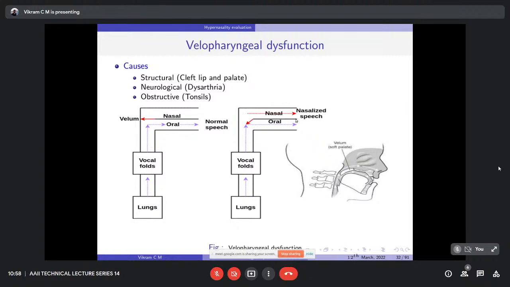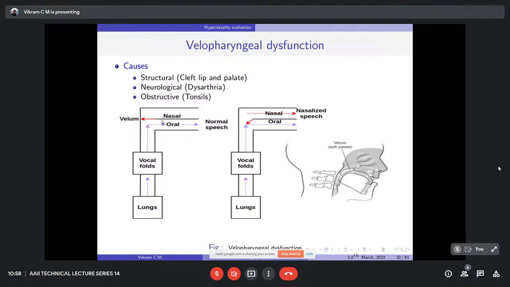So then we perceive some nasal quality speech. The major cause for this nasal quality speech is, as I explained, cleft lip and palate. One more is dysarthria. In dysarthria, the nerve supply for the soft palate is not working properly due to improper neural signal, so the soft palate function gets deviated from the normal production.